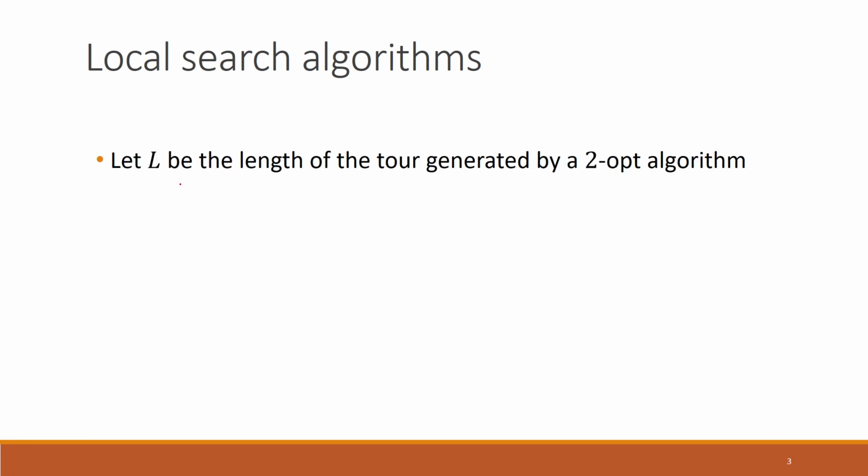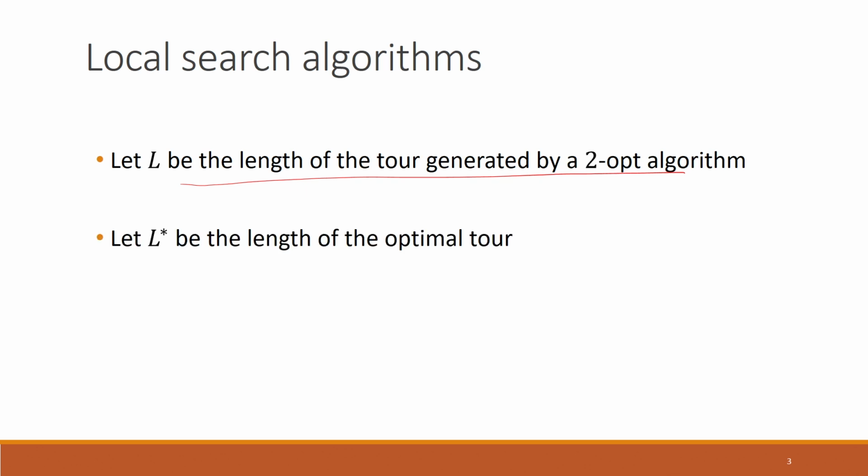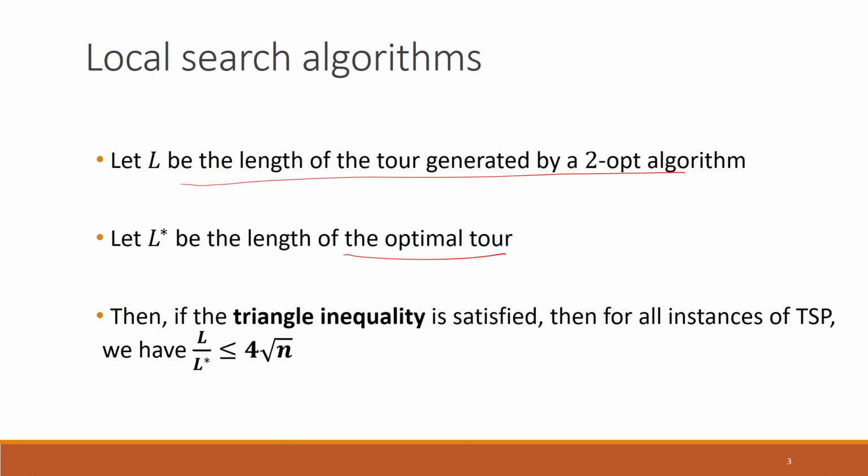So, let L be the length of the tour generated by a 2-opt algorithm. Here we are supposing that K is equal to 2, and let L star be the length of the optimal tour. Then if the triangle inequality is satisfied, for all instances of the traveling salesman problem, we have L by L star less than or equal to 4 root n, where n is the number of nodes present in the graph. It is important that the triangle inequality be satisfied among the link weights given to us in the traveling salesman example; only then does this result hold.